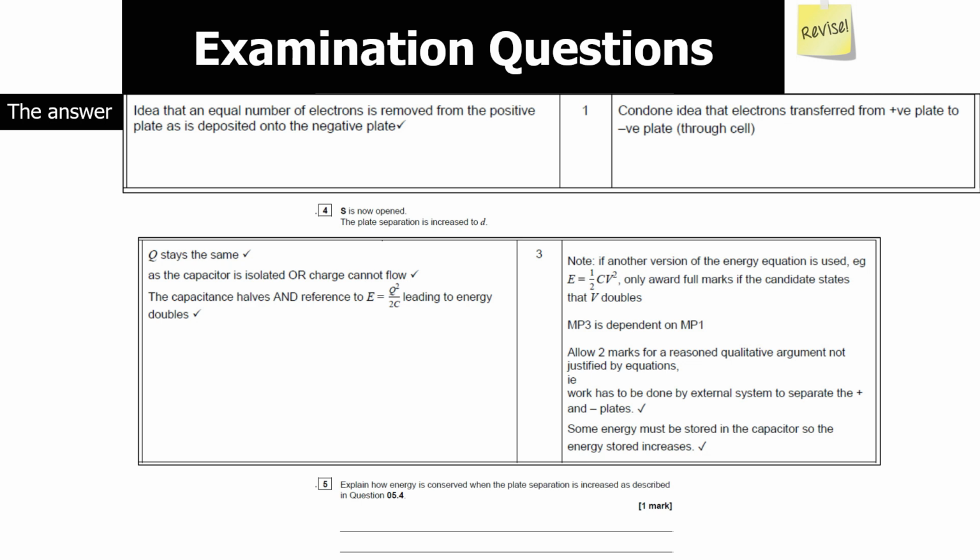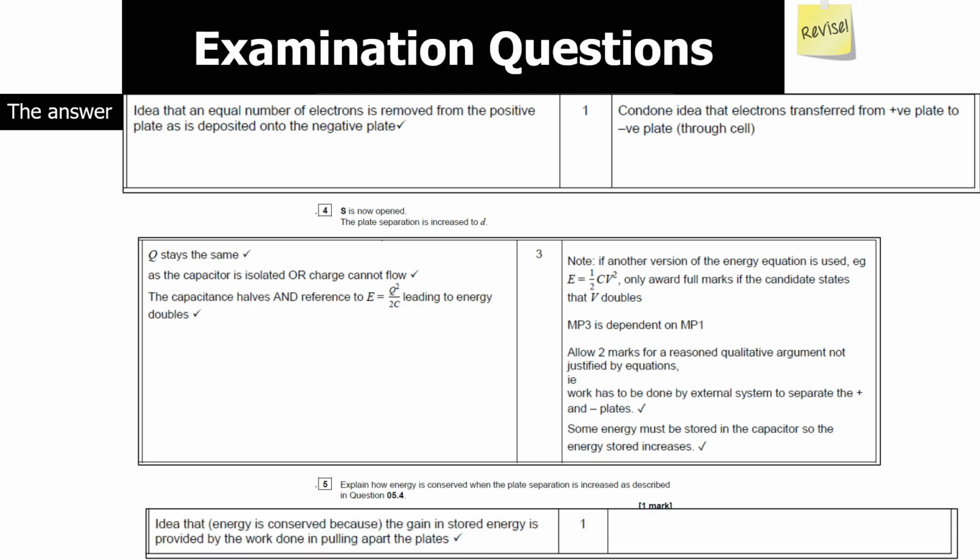Now how is energy going to be conserved? Well, energy is conserved because the gain in stored energy is provided by work being put into the capacitor to separate the plates apart. So work is being put in, energy is being put into that capacitor to actually physically separate those two plates from each other because they are attracting each other.